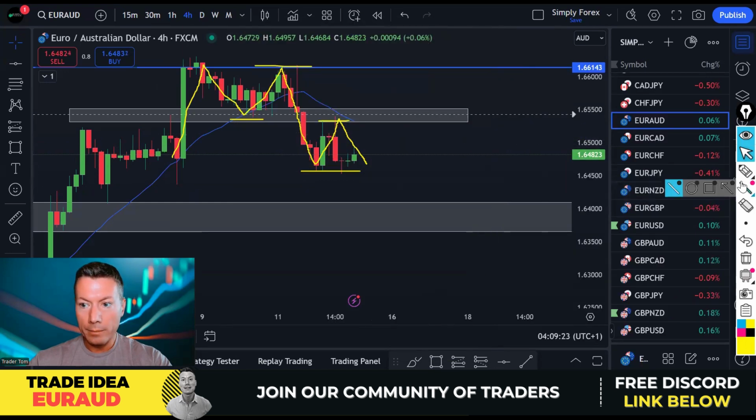Create alarm, because if price comes up and breaks this level, then I have a setup to buy Euro Aussie dollar. We've had an H4 structure break. My higher time frame, the daily, tells me to buy this pair, and therefore I will buy it.